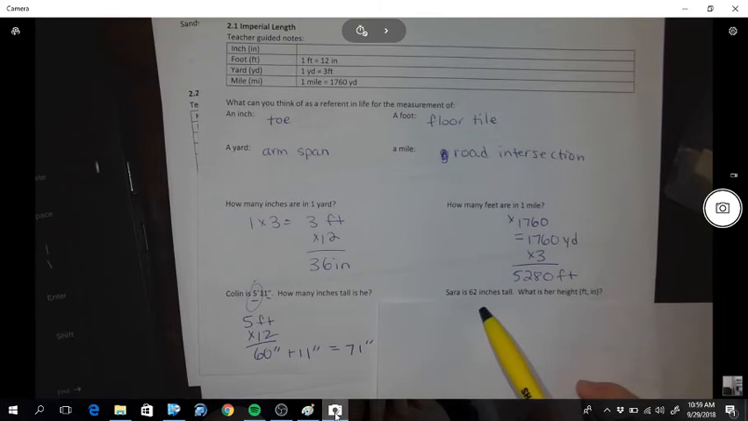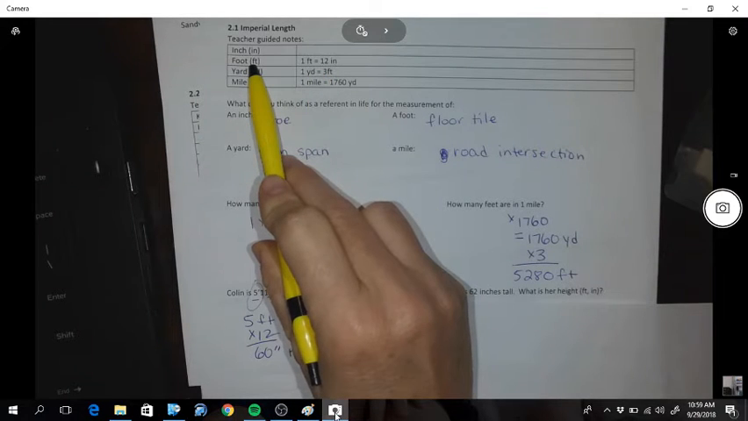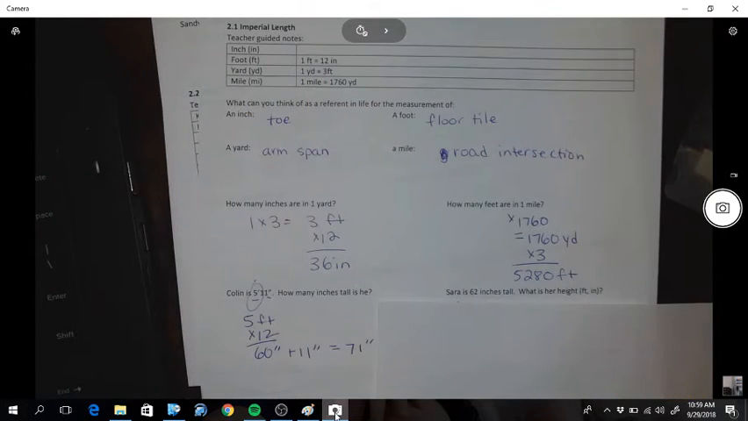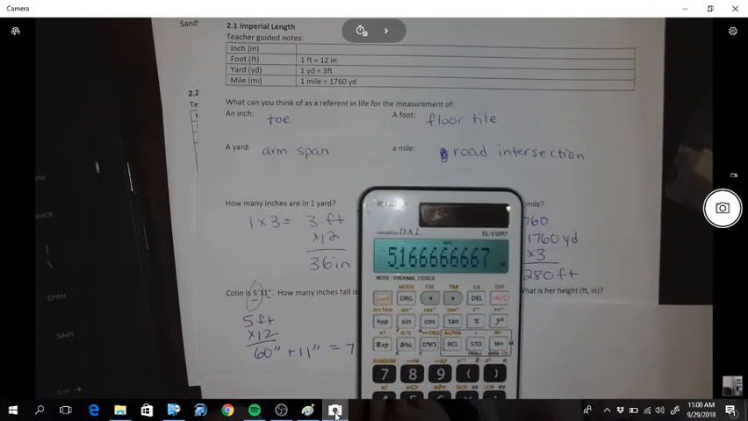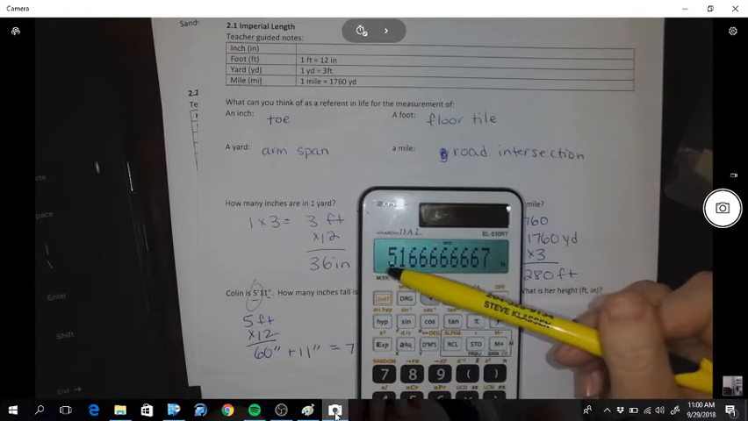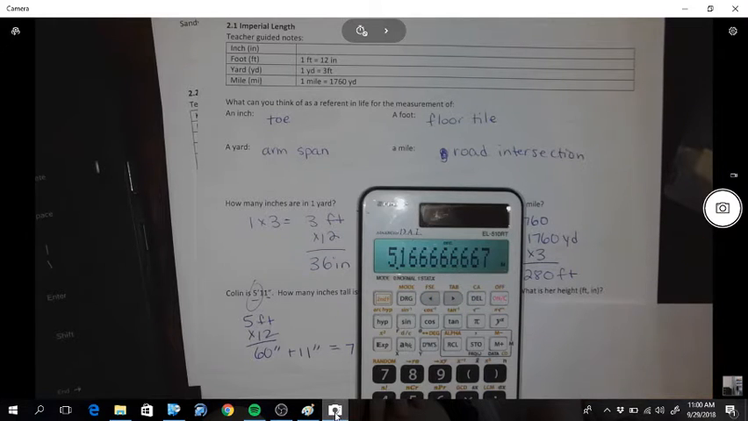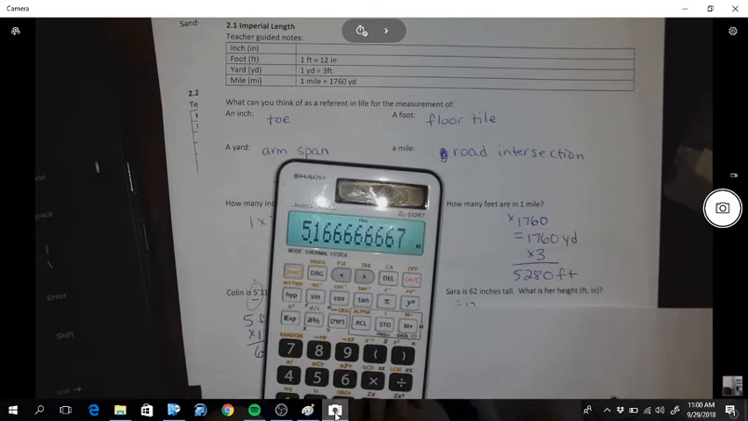Okay, so what if we start in inches and go backwards? So Sarah's 62 inches tall. What's her height in feet and inches? So I'm in inches. Now I want to go to feet. So now I have to divide by 12. So I'm going to show you this. 62 divided by 12 is 5 point something something something something. So she is only 5 foot and then something inches. Okay, so I'm going to show you 2 ways from here.